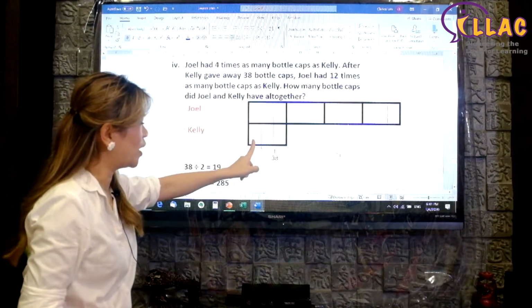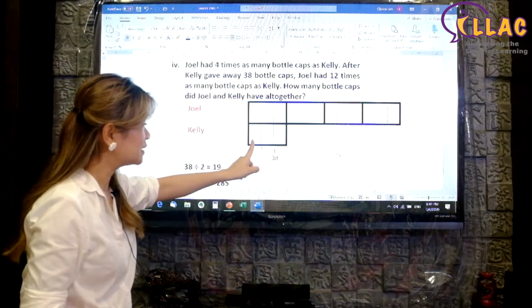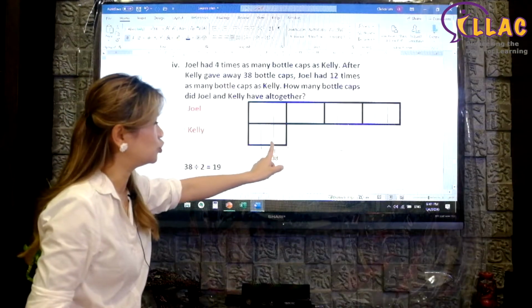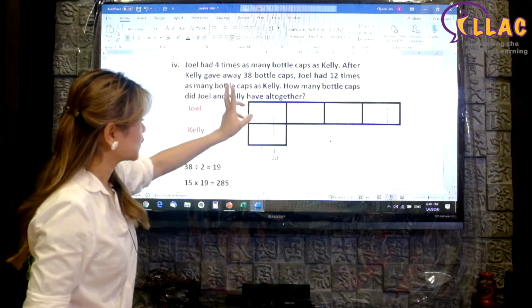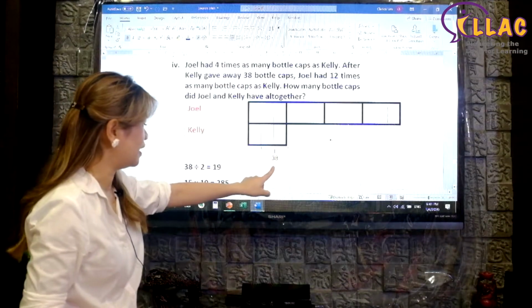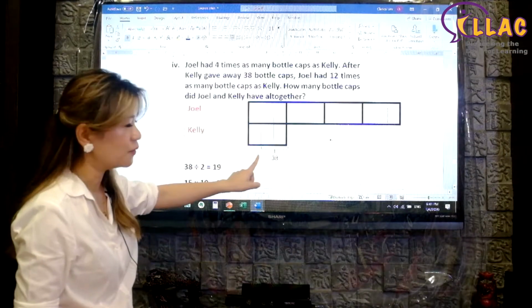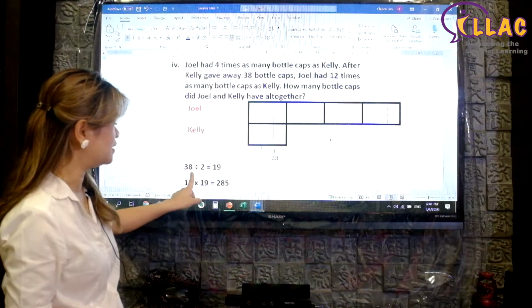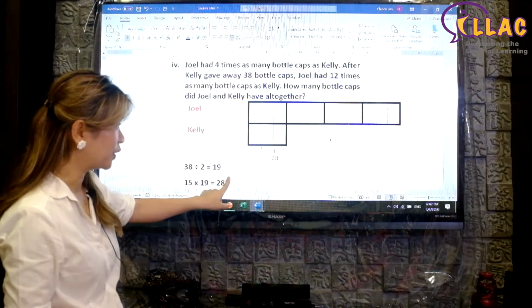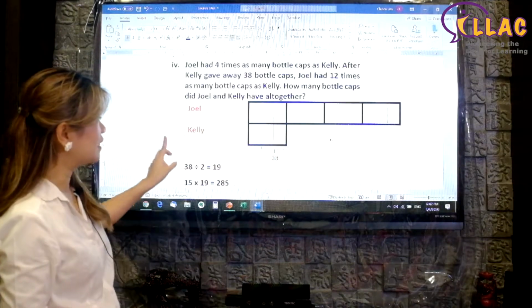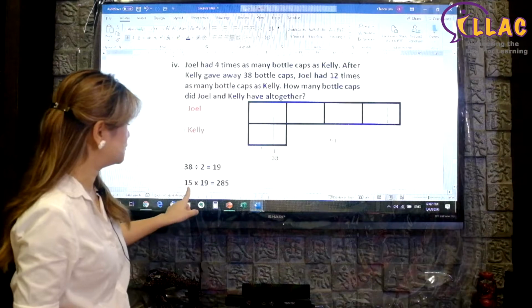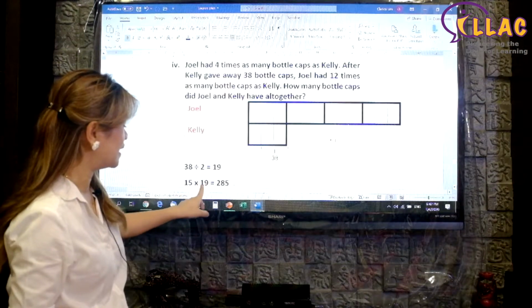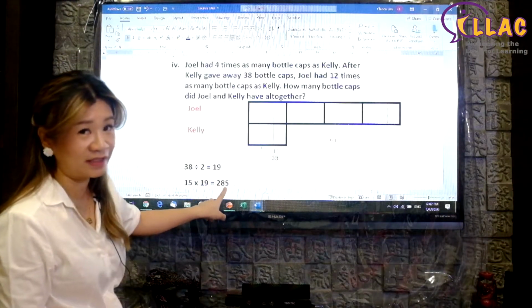Kelly has only 1 of this, which means Kelly gave away this 2, which is 38, given in the question over here. So if 2 units is 38, how do you find 1 unit? 1 unit would therefore be 38 divided by 2, you get 19. So how many all together at first? It will be 12 plus 3, 15. 15 plus 1 unit, 19, you get the answer 285.